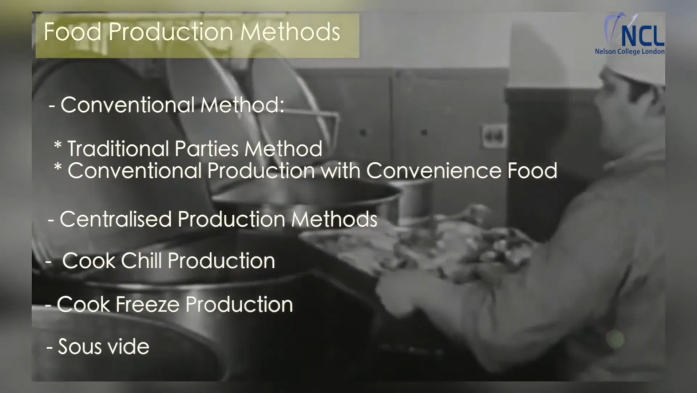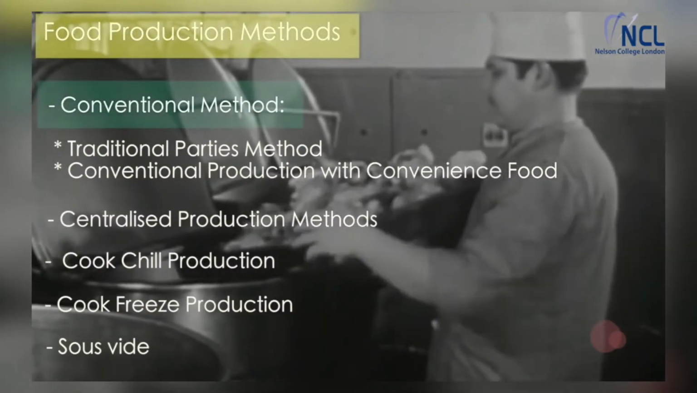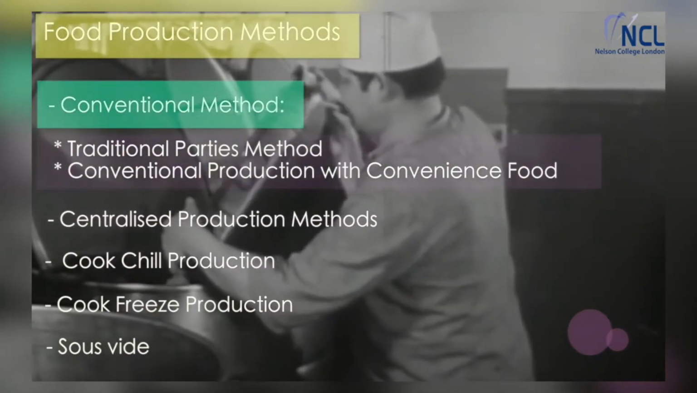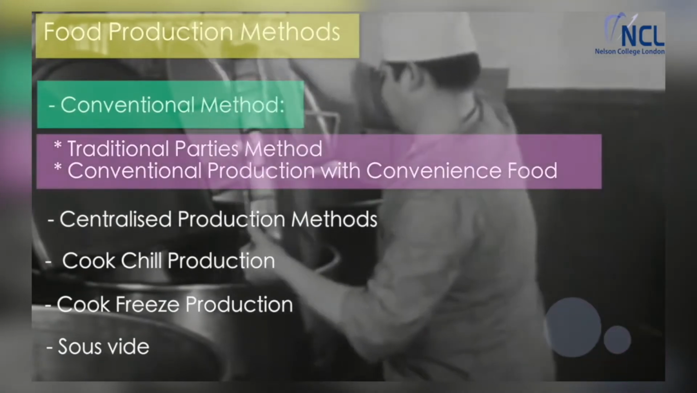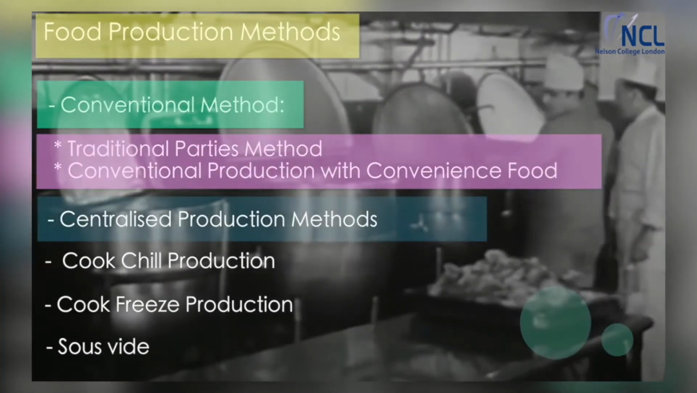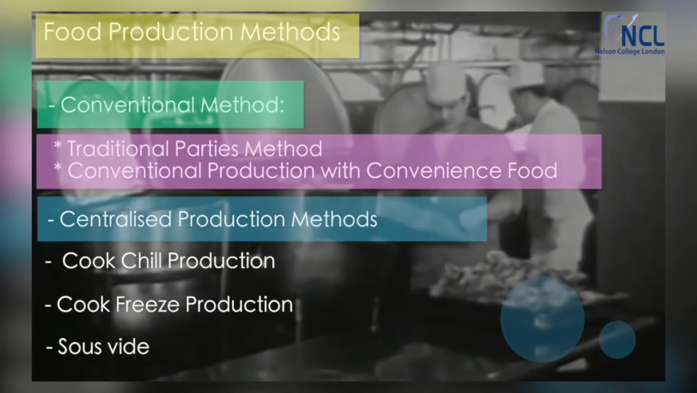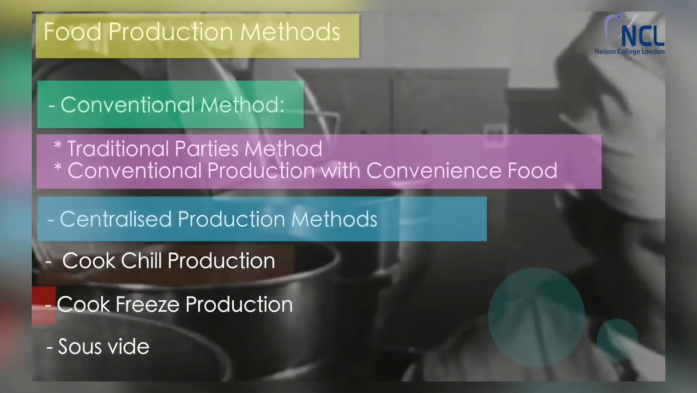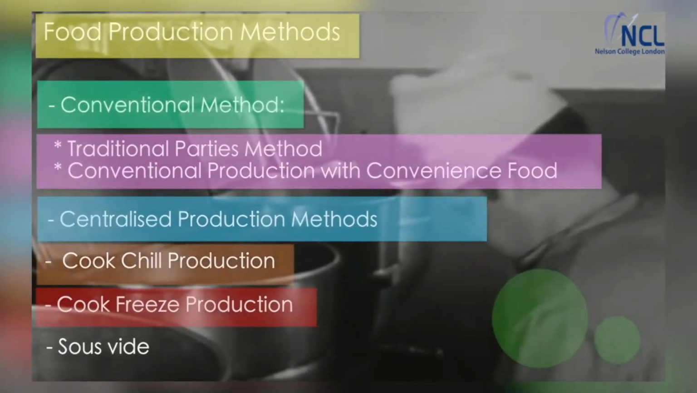There are many food production methods. Conventional method, which could be the traditional partie method or conventional production with convenience food. Centralised production methods: cook-chill production, cook-freeze production, and sous vide.